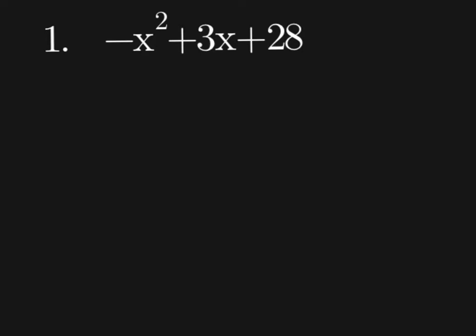So we have negative x squared plus 3x plus 28. If we remember, we have a leading negative, so we know we need to factor out a negative 1, because you can never have a leading negative. So I'm going to factor out a negative 1, and when I do that, it just changes all the signs.